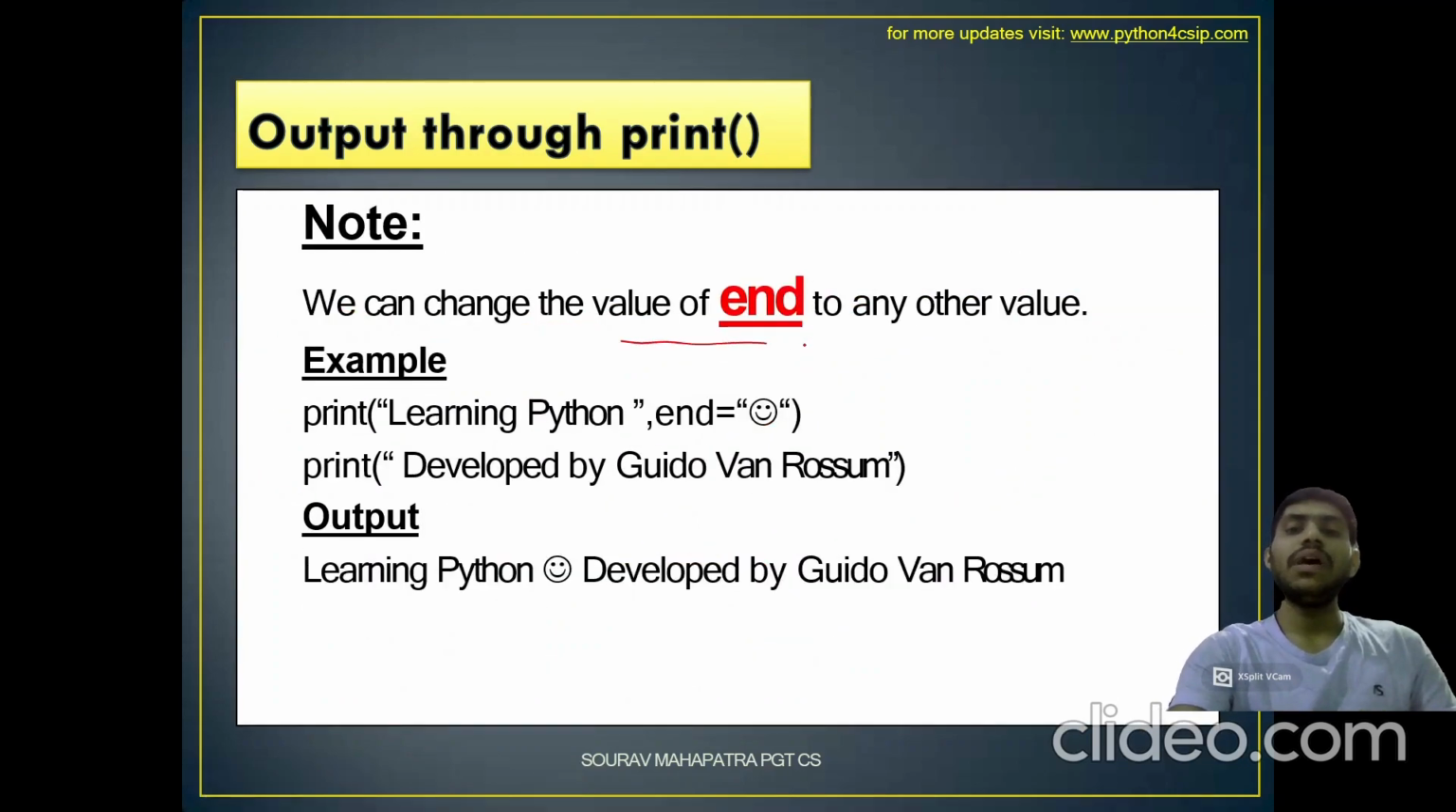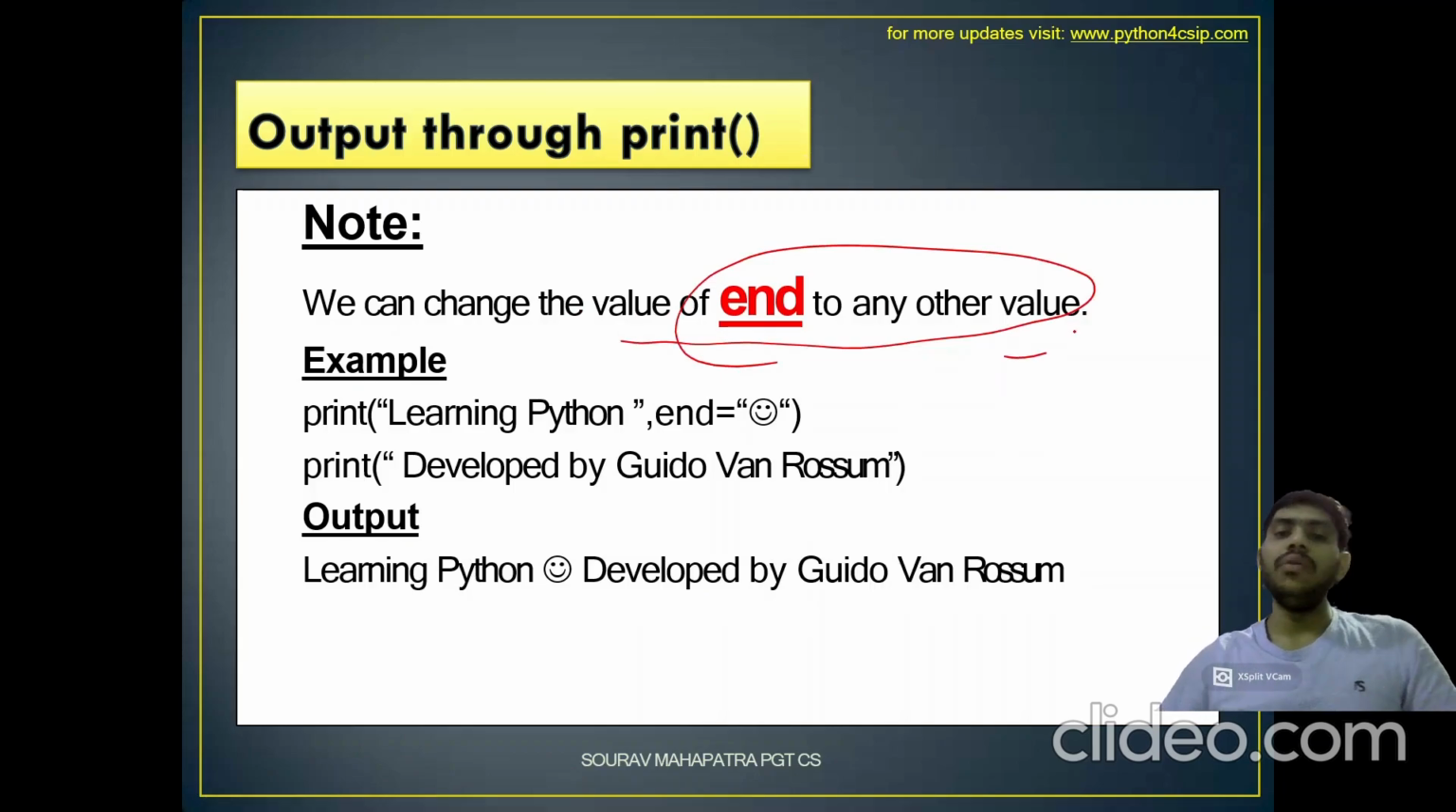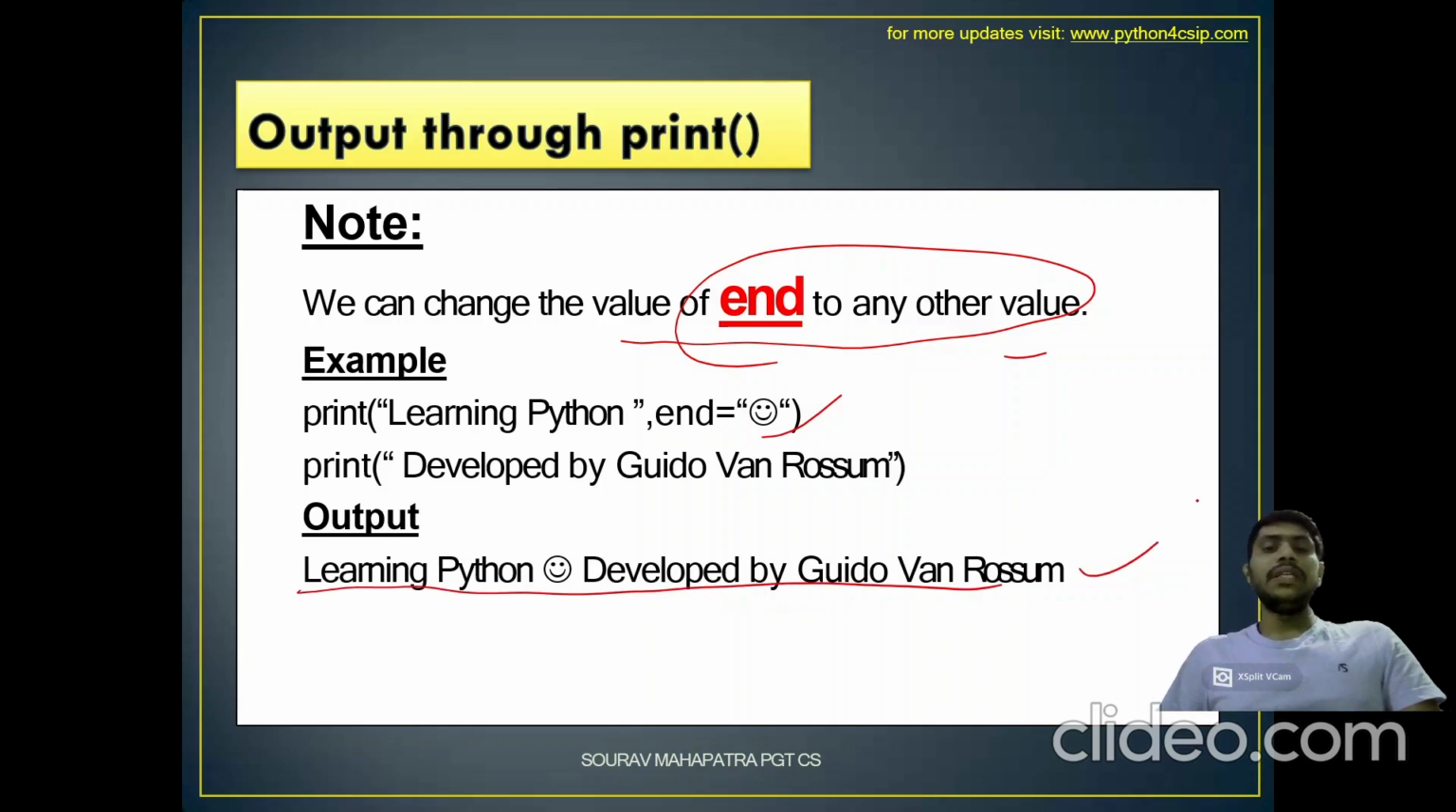We can change the value of end to any other value. You can change end equal to smile. You can see here you will get it in one line. So by default it is this one, and if you want to change it, you can.